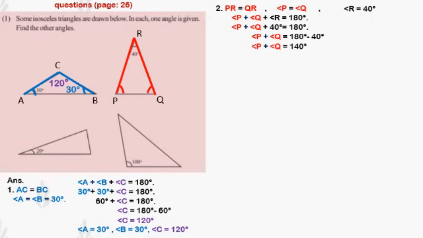We know angle P equal to angle Q, so we can write angle P equal to angle Q equal to 140 by 2, that is 70 degree. So we get all angles. So let us write angle P equal to 70 degree, angle Q equal to 70 degree and angle R equal to 40 degree. Okay, this is the answer.